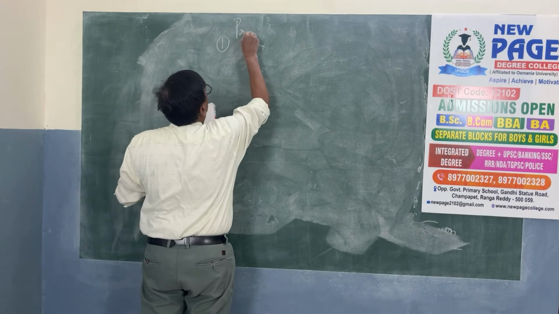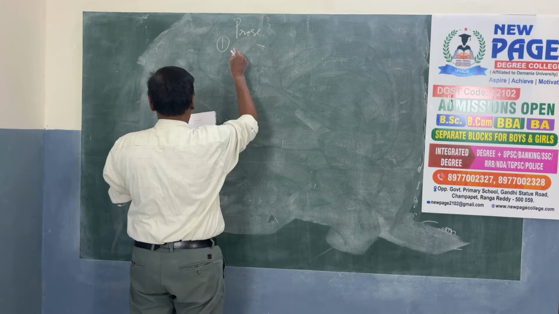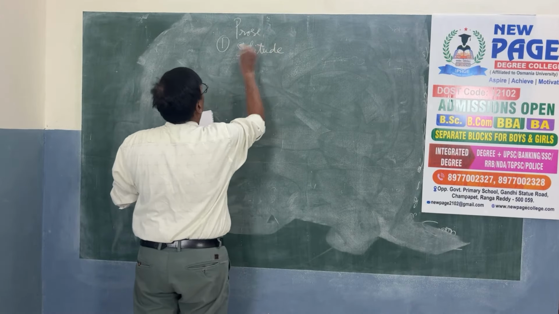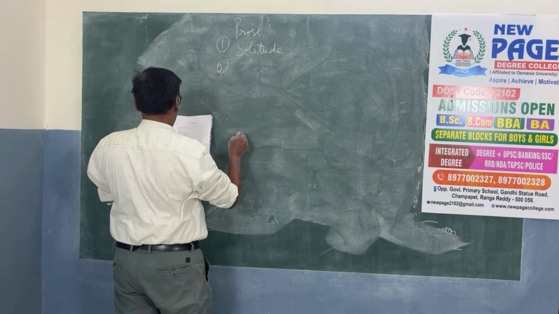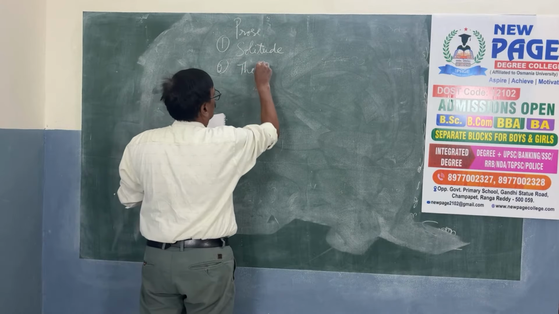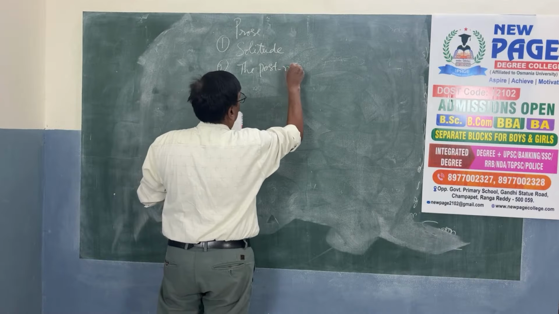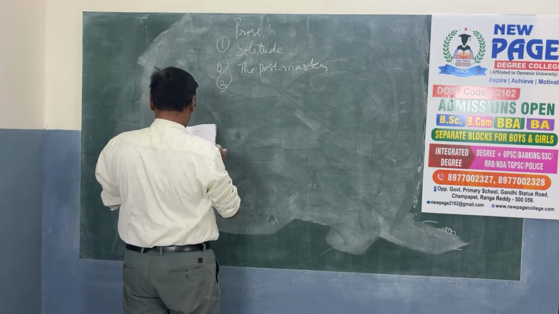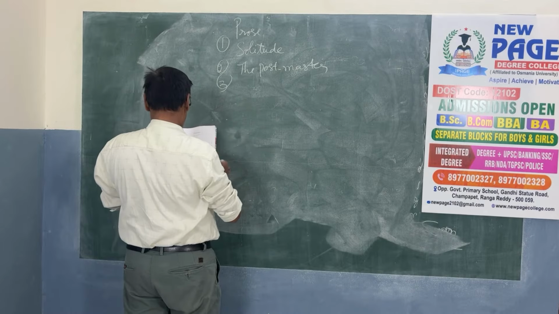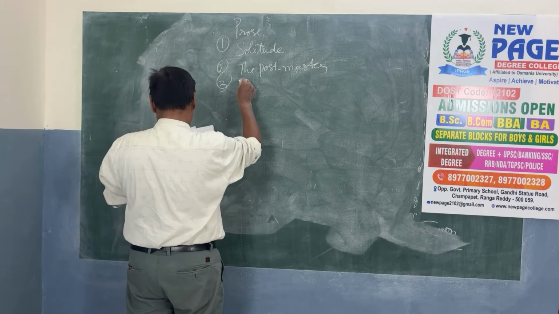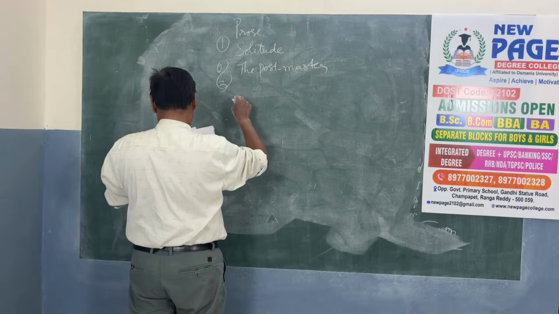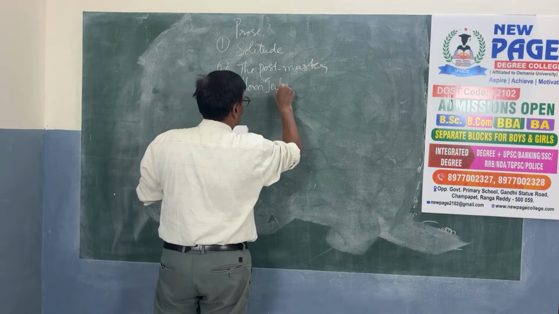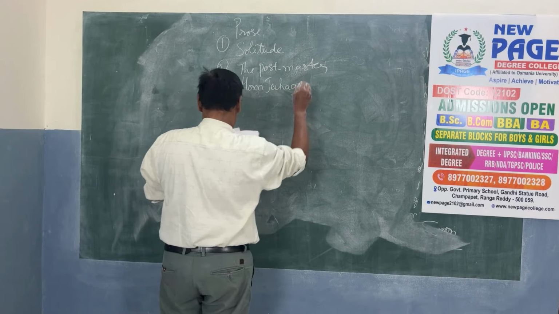Prose, solitude, and number 2, the postmaster. Number 3, Homi Jahangir Bhabha.